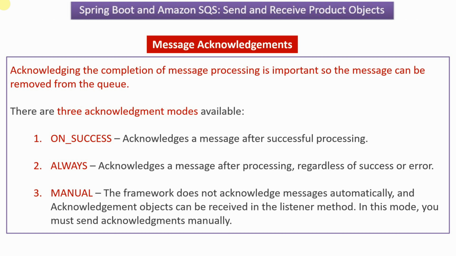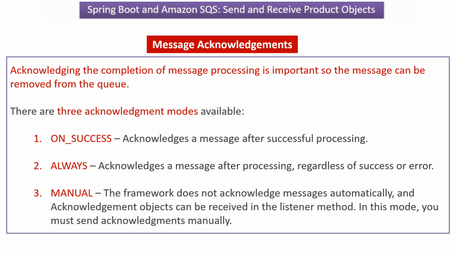Now we will see message acknowledgements. Acknowledging the completion of message processing is important so that the message can be removed from the queue. There are 3 acknowledgement modes. We will see them one by one. First one is on success, which acknowledges a message after successful processing. Second one is always, which acknowledges a message after processing, regardless of success or error.